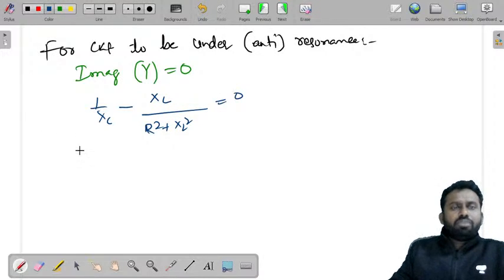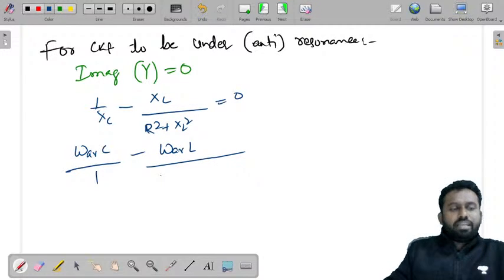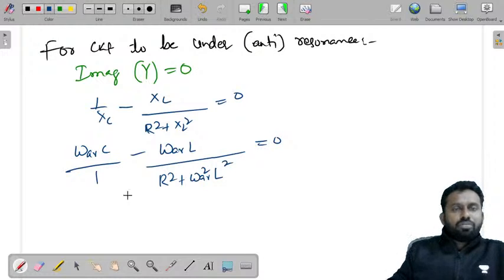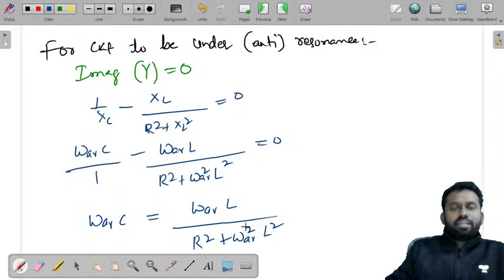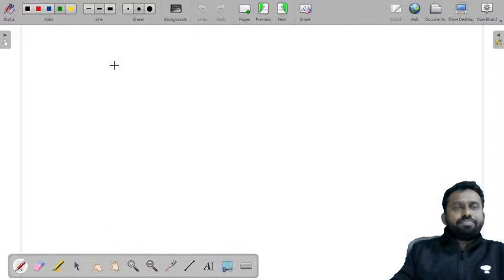So what is XC? 1 by omega C. So can I write omega_ar C by 1 minus omega_ar L by R square plus omega_ar square L square is equal to 0? Now you can write this as omega_ar C is equal to omega_ar L by R square plus omega_ar square L square. Can I cancel these two?